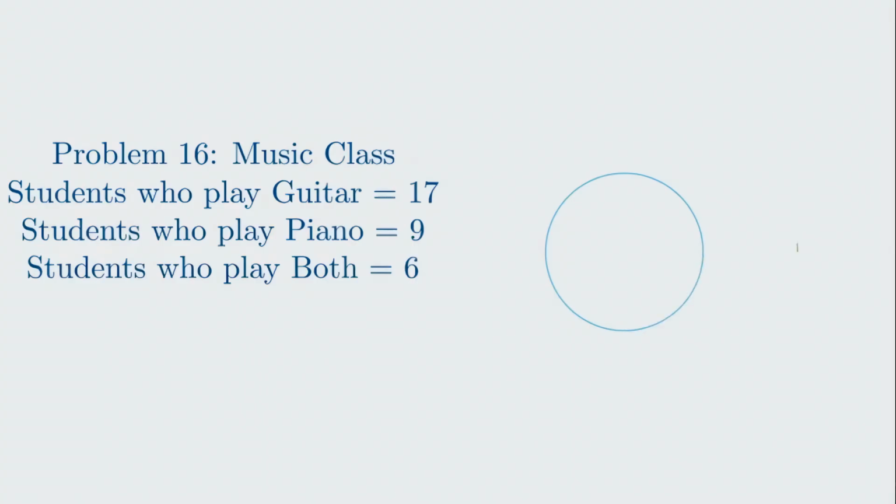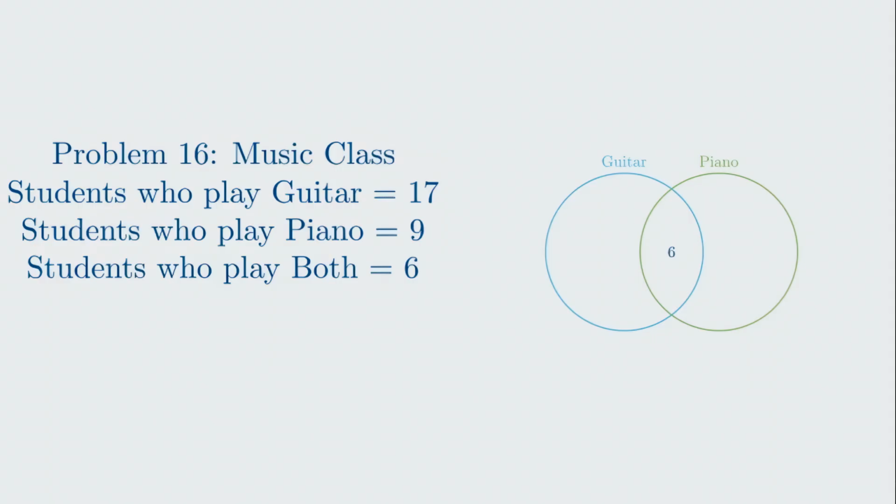A great way to visualize this is with a Venn diagram. We draw two overlapping circles, one for guitar and one for piano. The overlapping area represents students who play both. We should always start by filling in the overlap first. This is the most specific information we have. 6 students signed up for both, so we write 6 in the intersection.